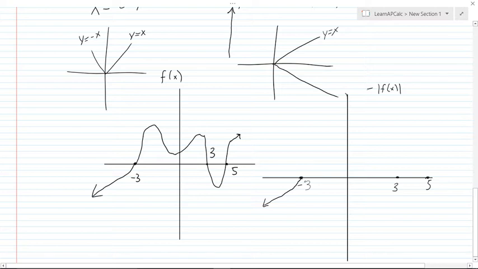So our graph, again, these positive parts, we're just reflecting over the x-axis. So here, this is all positive here, so we're flipping it negative. This is negative, so it's going to stay negative. And then again, here we have a positive. We're going to flip it.